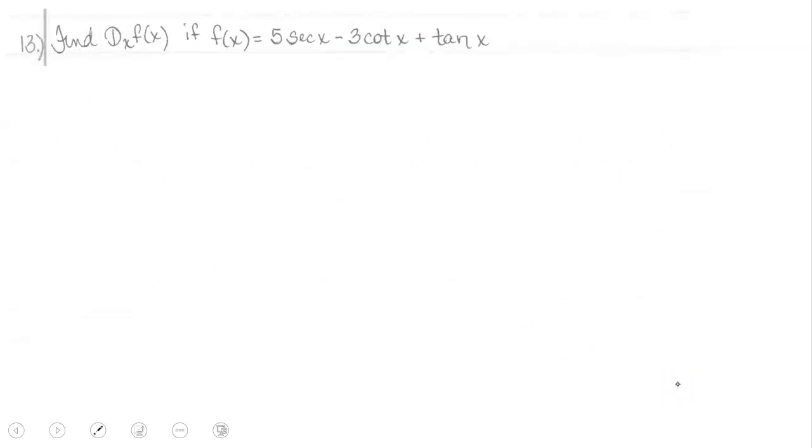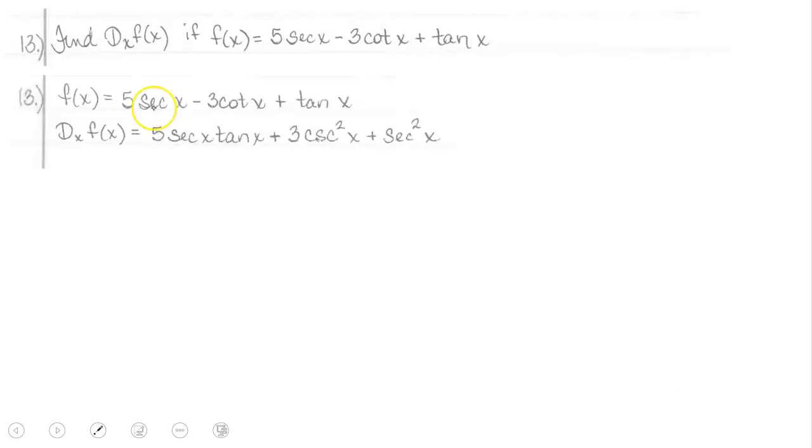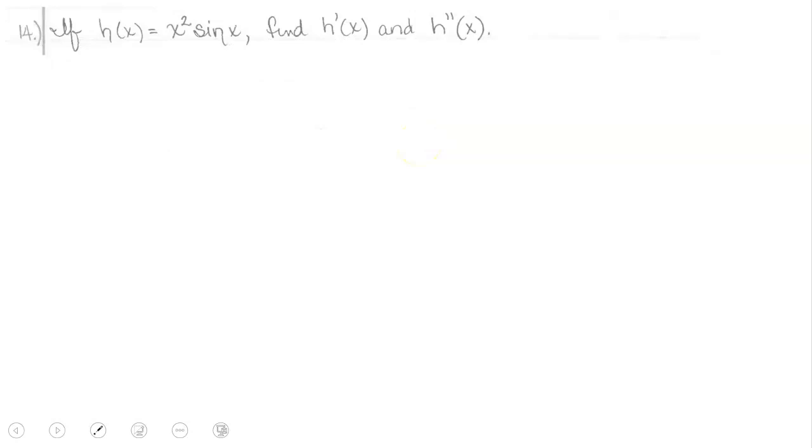All right, then for number 13, they ask us to find the derivative of our trig functions. And so we know that the derivative of secant is secant tangent. The derivative of cotangent is negative cosecant squared. So minus a negative gave us plus 3 cosecant squared. And the derivative of tangent is secant squared. So just utilizing those trig formulas there.